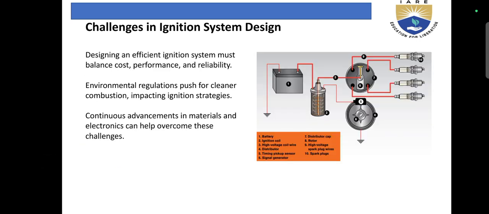Challenges in ignition system design include cleaner combustion impacting ignition strategies. Continuing advancements in materials and electronics can help overcome these challenges.